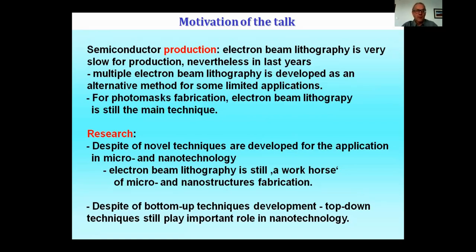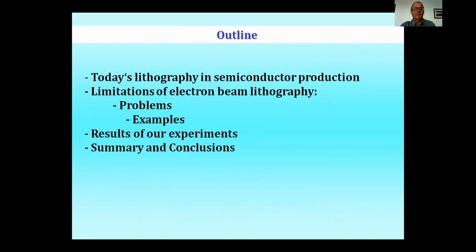The situation is different in research. New novel techniques have been developed for applications in micro and nanotechnology, but e-beam lithography is still the workhorse for microstructure fabrication. Also in nanotechnology, there are many bottom-up techniques, but top-down techniques still play an important role. So here is the outline of my talk. At first, I will describe the situation in semiconductor production, and then I will present the limitations of electron beam lithography, the problems, examples, and some results of our experiments.